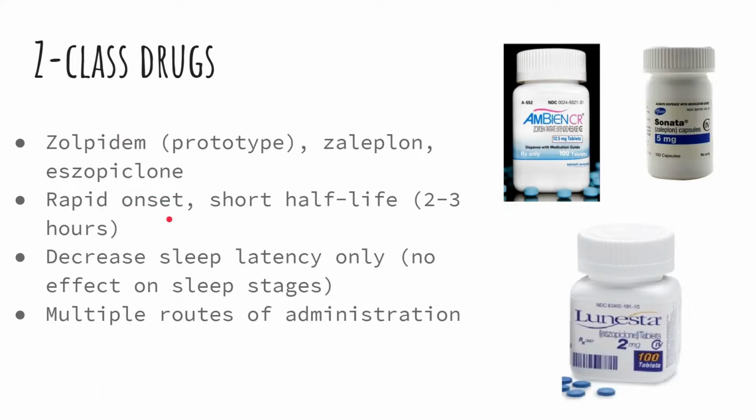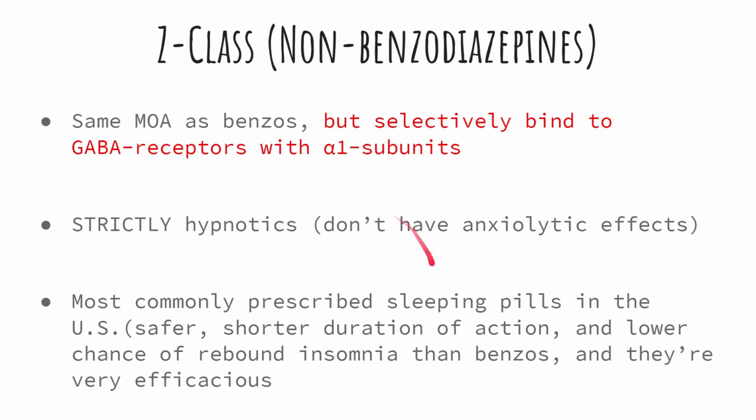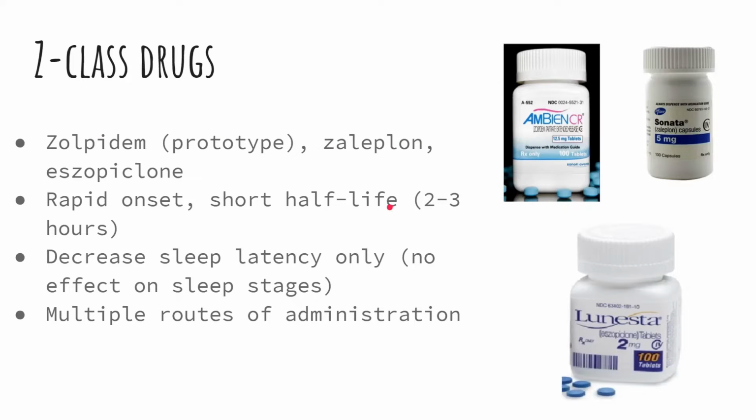They have a rapid onset of action. They have a short half-life as well. زي ما حكينا قبل شوي, they have a shorter duration of action. They also have a shorter half-life, obviously, between 2 to 3 hours compared to benzodiazepines. They decrease sleep latency only. The way that they work is by decreasing sleep latency, meaning that patients will take less time to fall asleep. بس, they don't affect the sleep stages.